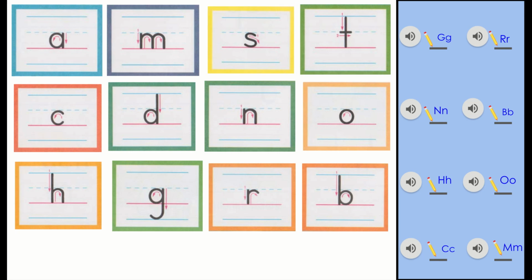The fifth sound, H, like hat. You should have written an H. And the sixth sound, like octopus. You should have written an O. The seventh sound, K, like cat. You should have written a C. And the last sound, M, like moon. You should have written an M.